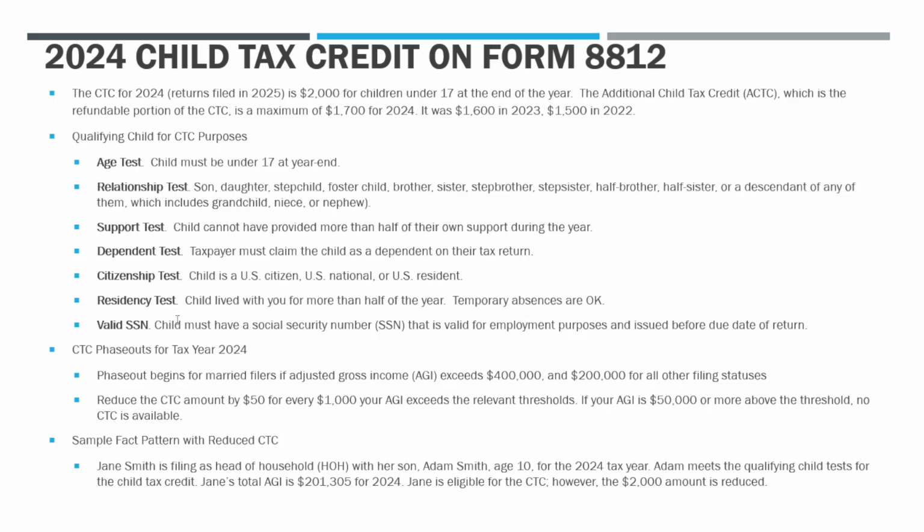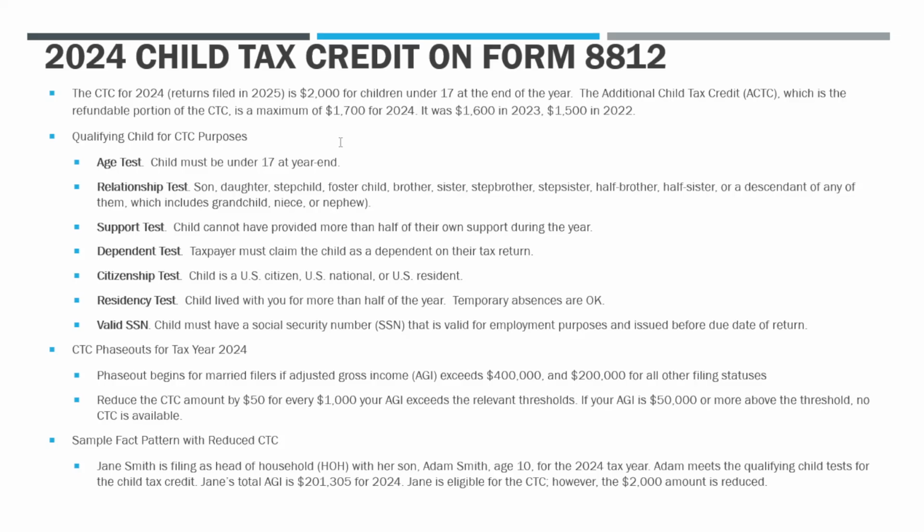The one thing that has changed from 2023 is the additional child tax credit amount. So the ACTC is the refundable portion of the child tax credit, and that has increased to $1,700 for 2024. Last year it was $1,600, and then the year prior to that, in 2022, it was $1,500. So the $2,000 amount remains unchanged, but the refundable portion has been increasing by $100 over the last few years.